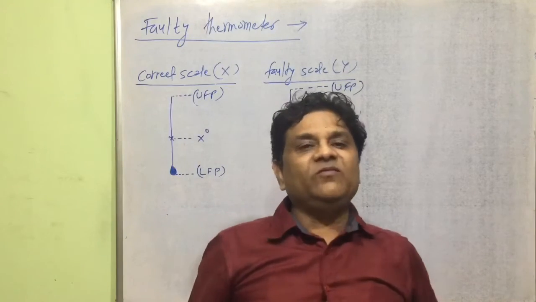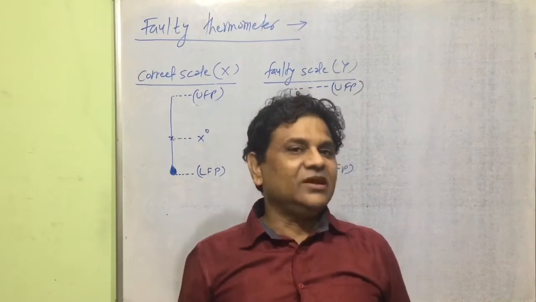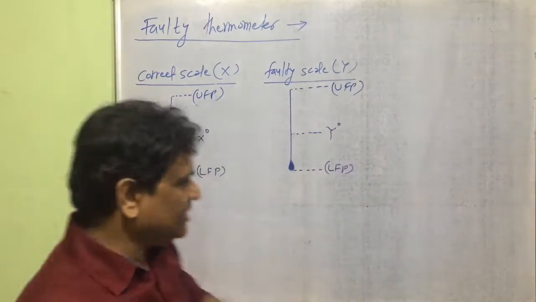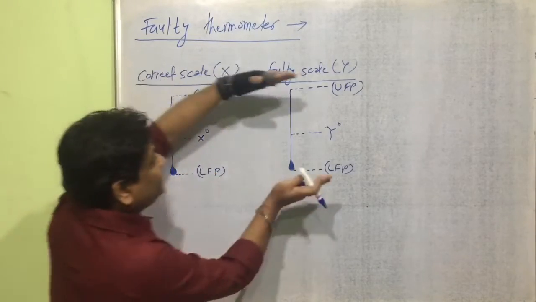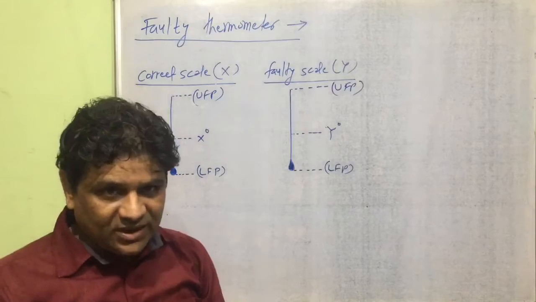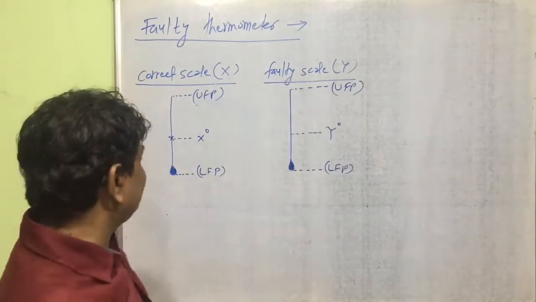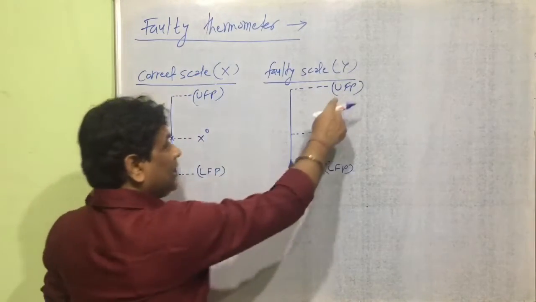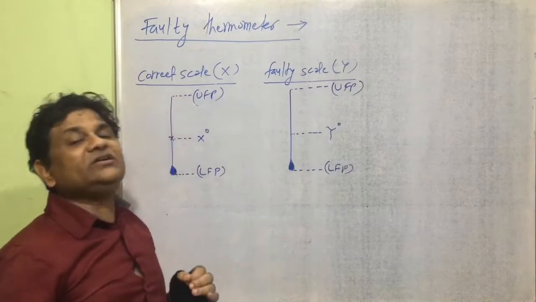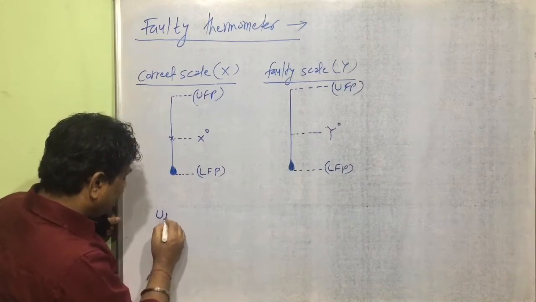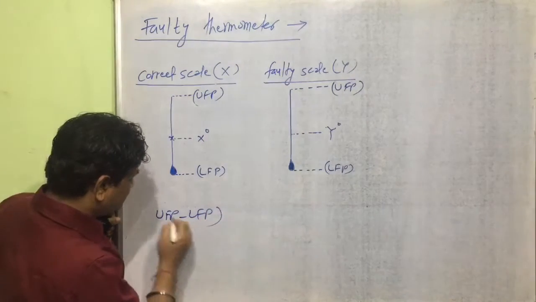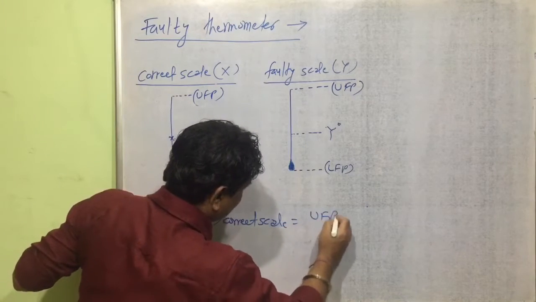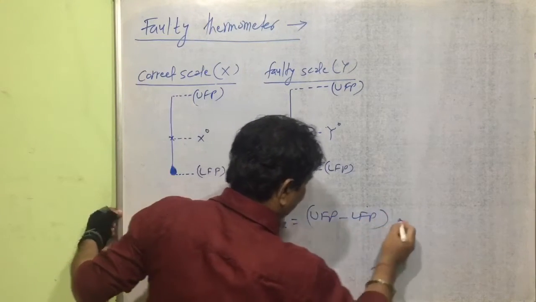Now one important statement we discussed in class previously will be helpful here: the length of all scales is the same. So the length of this scale is equal to the length of this scale. That concept we can apply here. So upper fixed point minus lower fixed point on the correct scale will be equal to upper fixed point minus lower fixed point on the faulty scale.